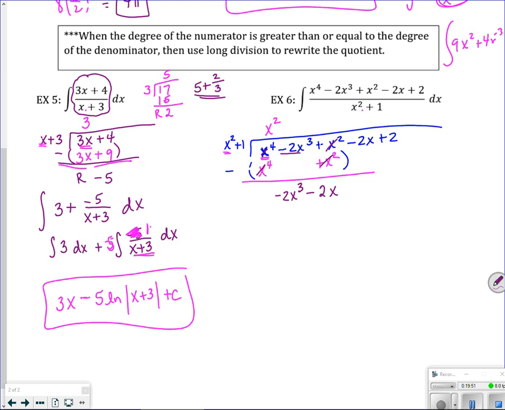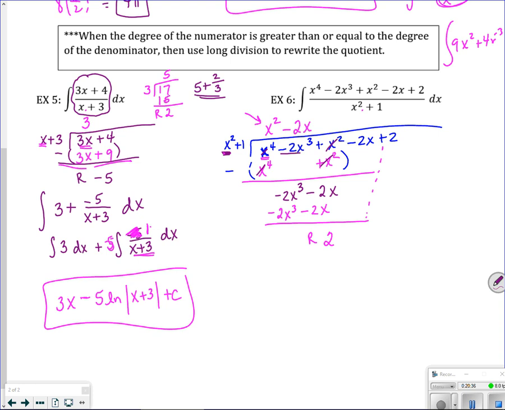So what would I need to multiply x squared by to get negative 2x cubed? Well, I would need a negative 2x, correct? Now let me multiply. So I'd get negative 2x cubed minus 2x. When I do the subtraction, both of those cancel, but don't forget that this guy still comes down, so I have a 2. Now obviously x squared can't go into a 2. Remember, when you're writing this, you should only have positive values for your exponents. So this is actually my remainder.